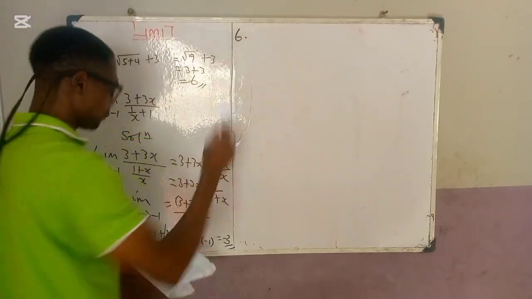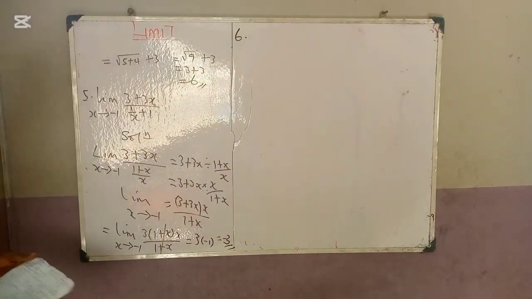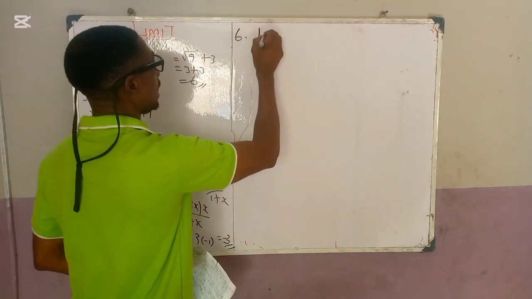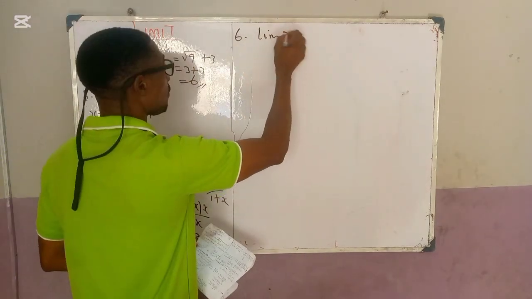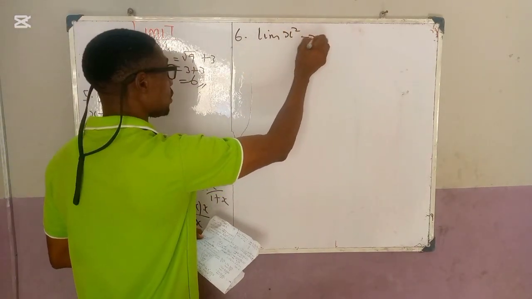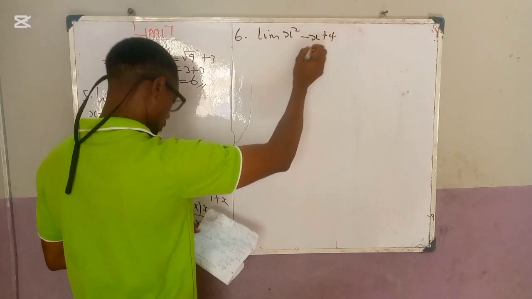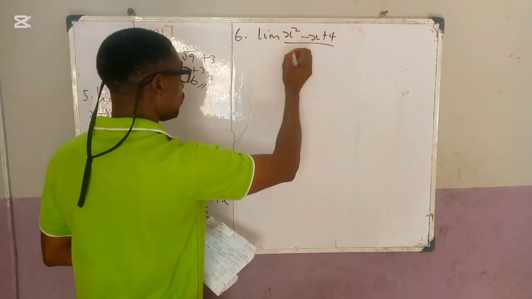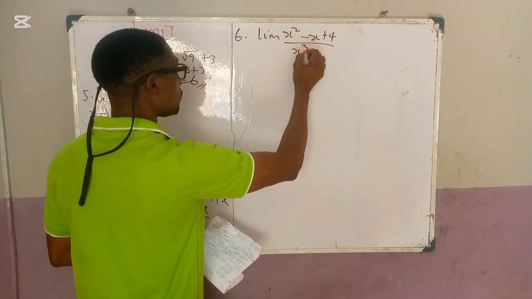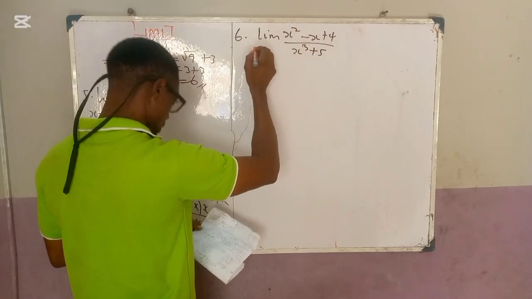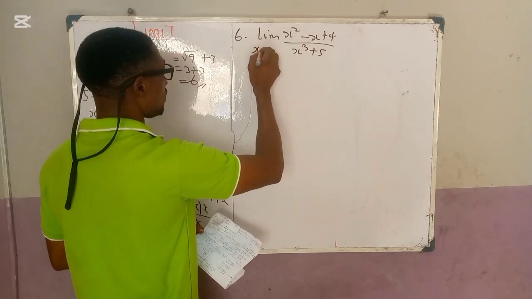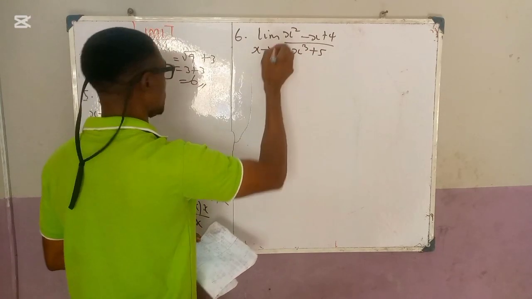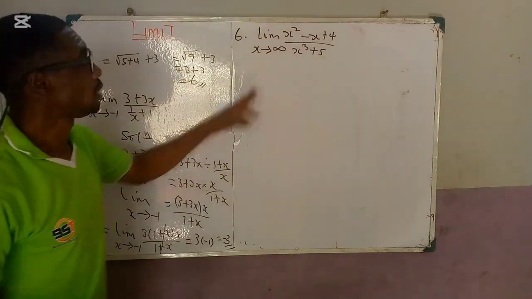Number 6. You are given a question that has to do with limit of (x squared minus x plus 4) over (x cubed plus 5). Now, the value of x here tends to infinity. Yes, I've almost forgotten, it tends to infinity.